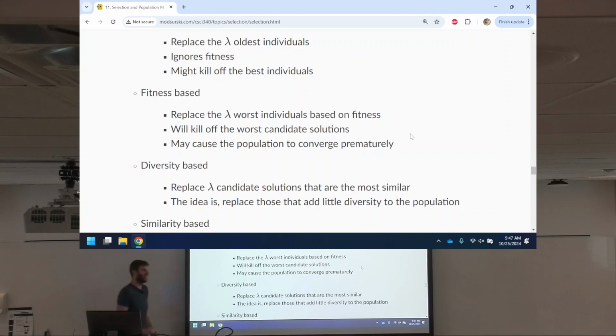Fitness-based. Replace the lambda worst individuals based on their fitness value. It'll kill off the worst candidate solutions, but this might destroy diversity. Because remember, although fitness is not a measurement of diversity, sometimes it's a pretty damn good proxy for it.